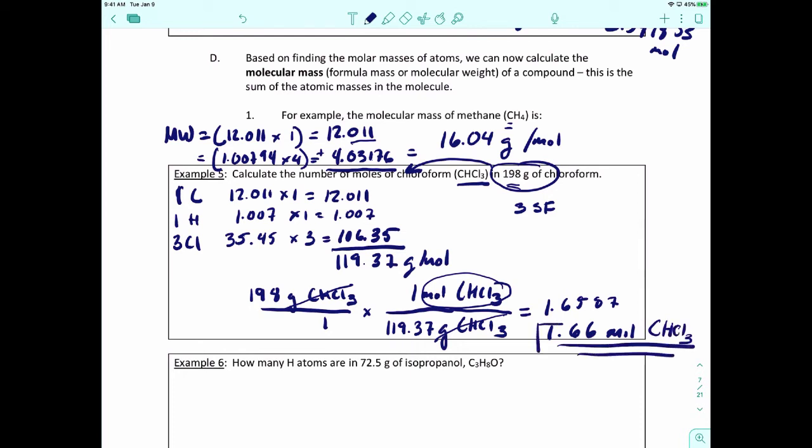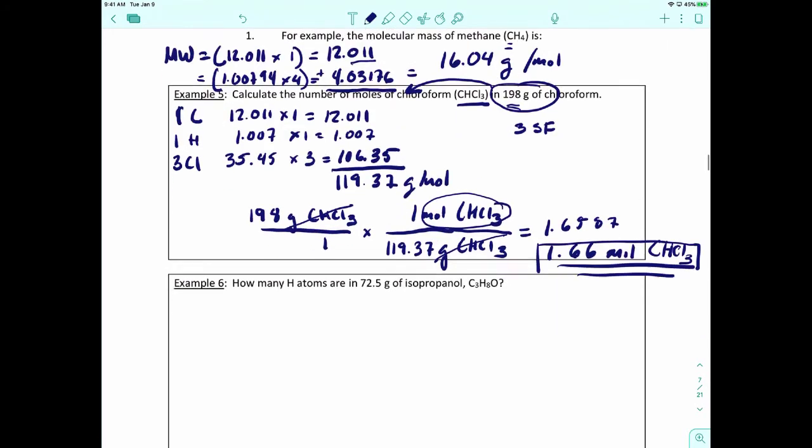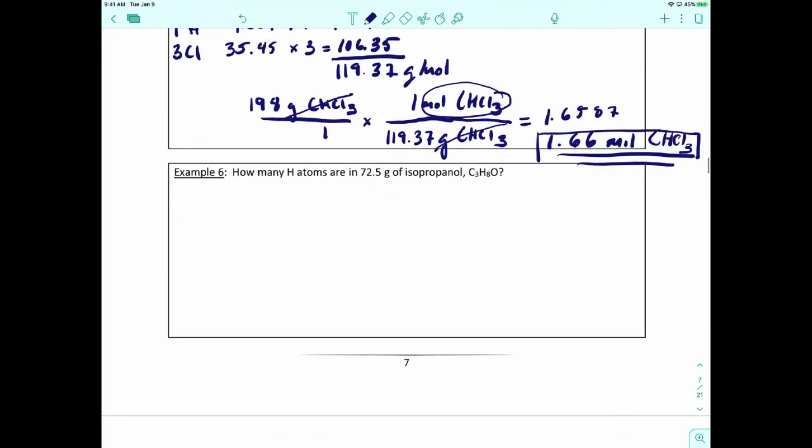And so that's how you would do that problem. All right, now let's try something a little bit more tricky. This is not tricky, just a little bit more difficult. Let's take this up a notch. Okay, so here's our problem. How many hydrogen atoms are there in 72.5 grams of isopropanol?